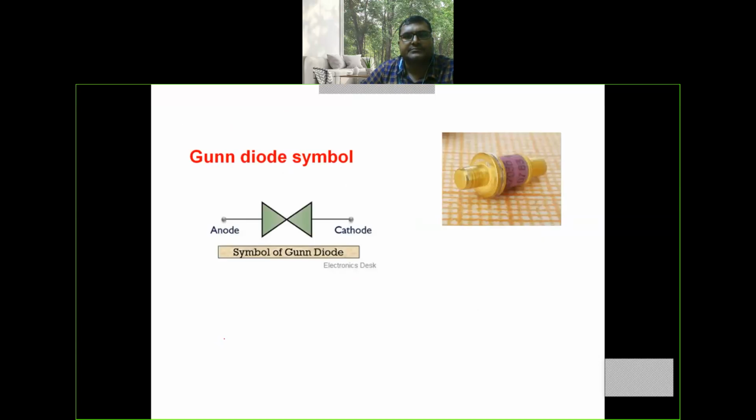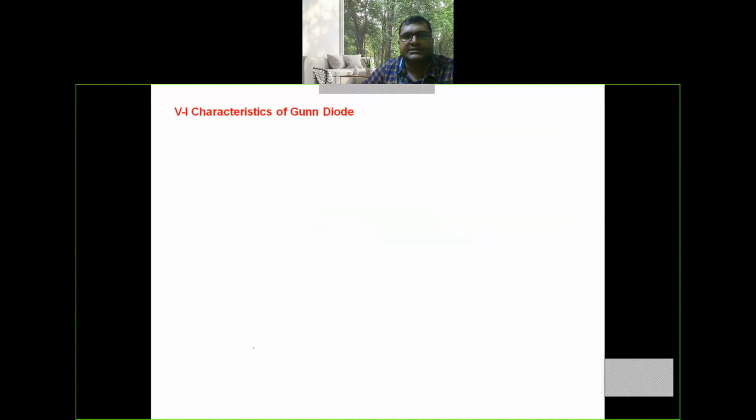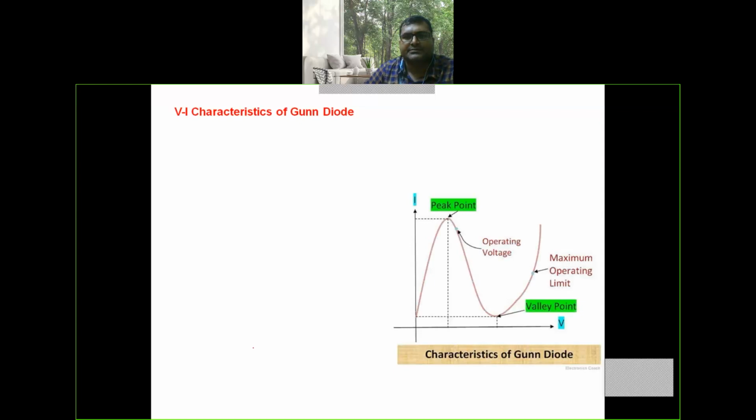Symbol of Gunn diode. Gunn effect can be explained on the basis of domain formation, two-valley model theory, or RWH theory. VI characteristics of Gunn diode.